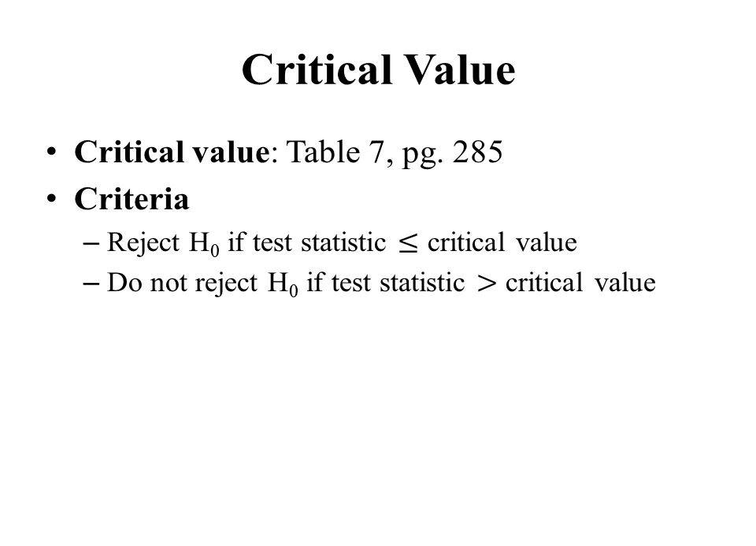So we're going to come to the technical conclusion using the traditional method, and our critical value comes from table 7 on page 285 of the textbook. And here's the criteria that we're going to use for coming to the technical conclusion. We're going to reject the null hypothesis if the test statistic is less than or equal to the critical value, and we're not going to reject the null hypothesis if the test statistic is greater than the critical value.